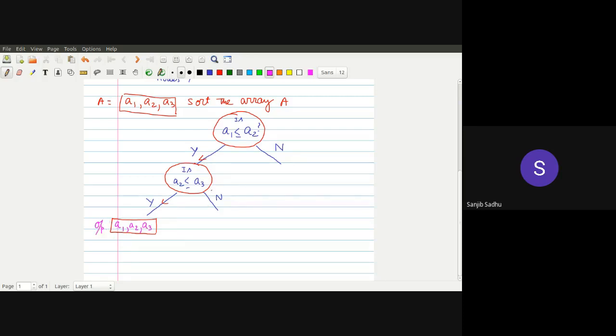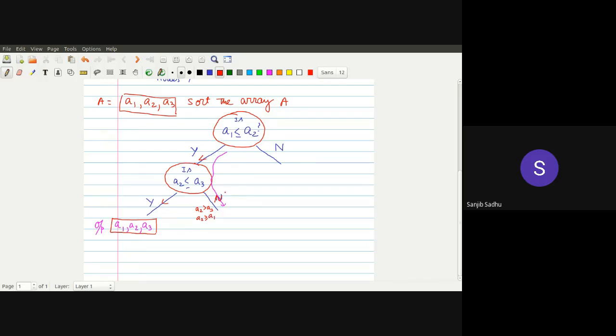Fine. But if it is no, in this path, A1 is less than or equal to A2, but A2 is greater than A3. No means actually A2 is greater than A3. And I know that A2 is also greater than or equal to A1. You check it, this path.